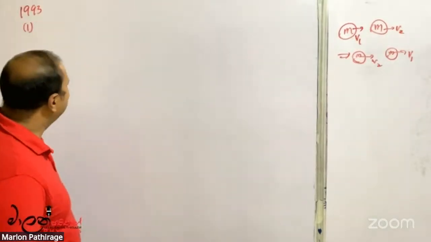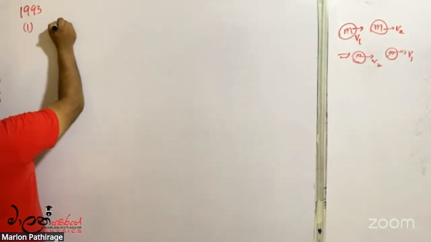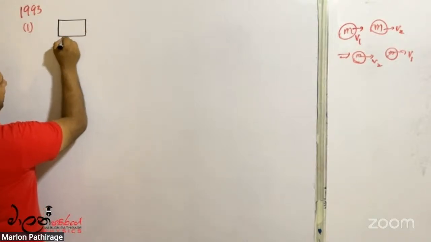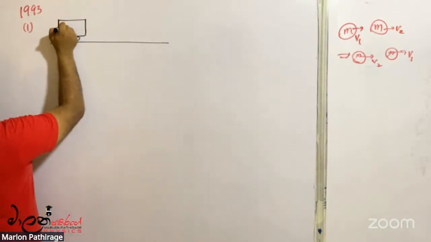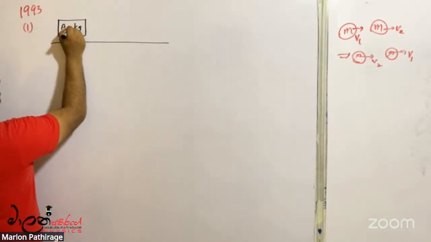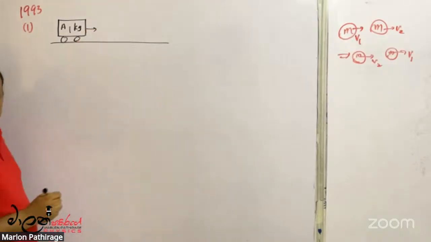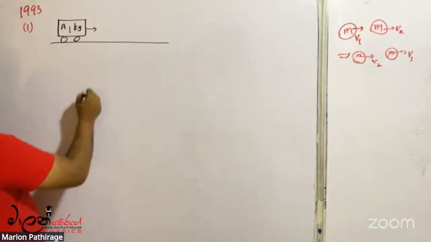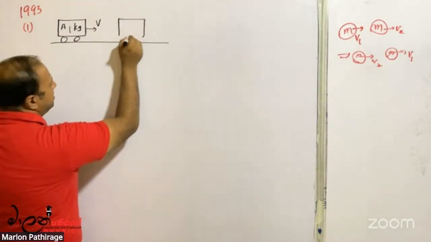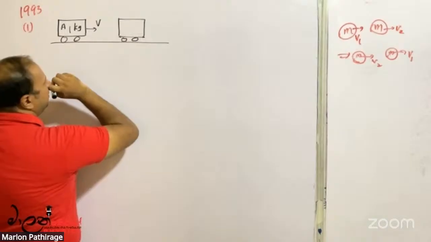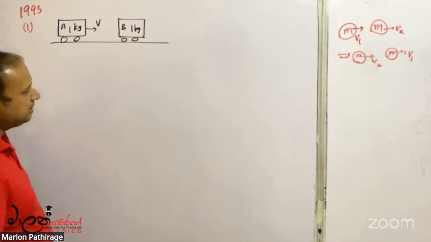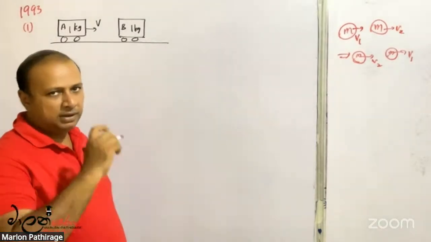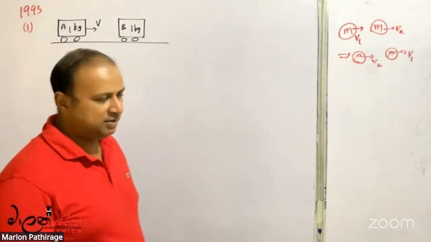We can prove it, no? Now here trolley A, with 1 kg mass, moves with the velocity of v and collides with another trolley of the same mass. This collision is an elastic collision.